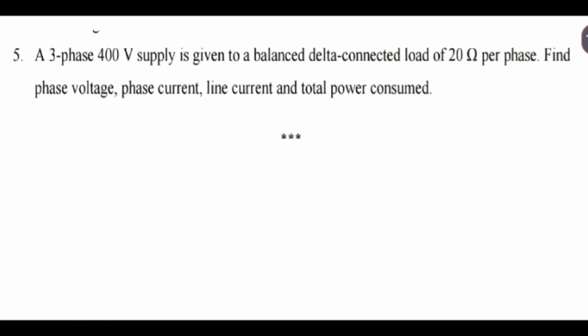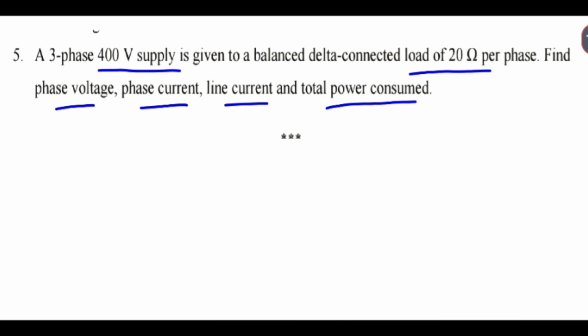So in this question, a three-phase 400 volt supply is given. The balanced delta-connected load is 20 ohm per phase. Find the phase voltage, phase current, line current and total power consumed. We need to calculate these.